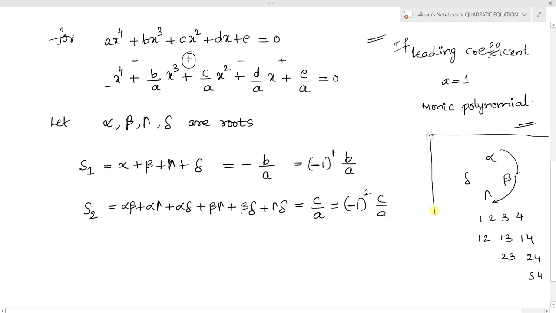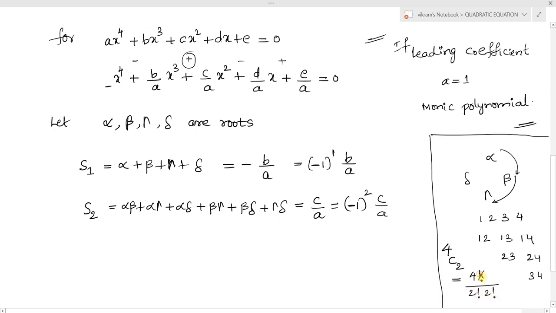Okay, right. Now to find out why we get 6 combinations here: alpha beta, alpha gamma, alpha delta, beta gamma, beta delta, gamma delta. We have 4 roots in total, and from these we need to select 2 at a time. That means 4C2, which is 4 factorial divided by 2 factorial times (4 minus 2) factorial, 2 factorial.